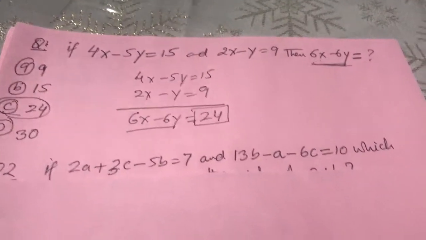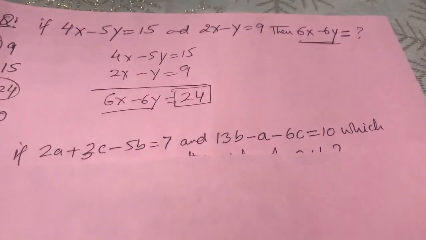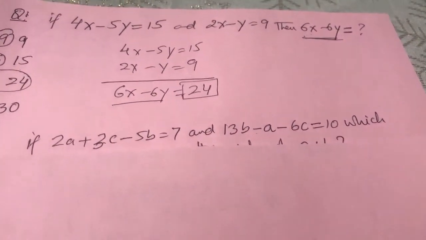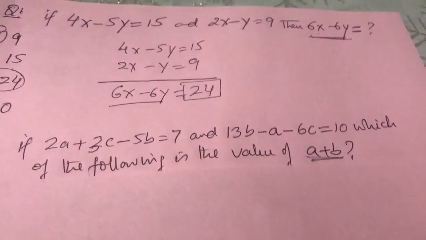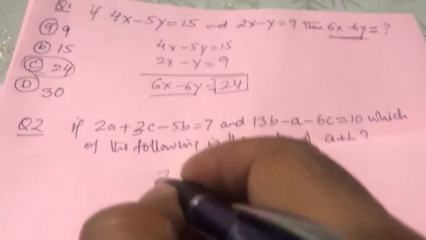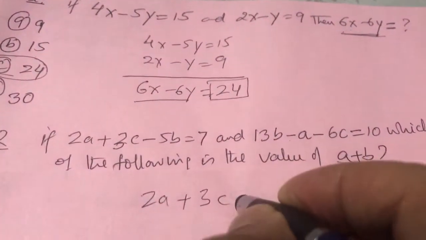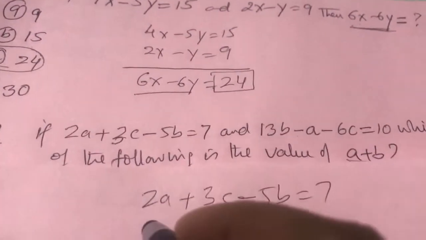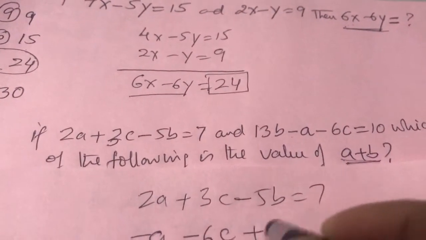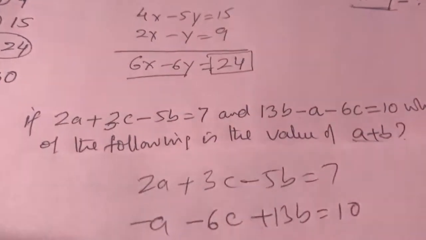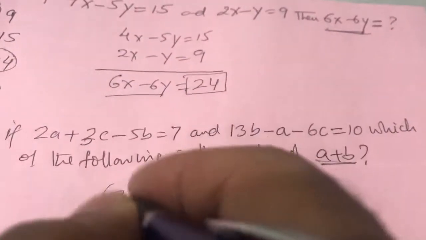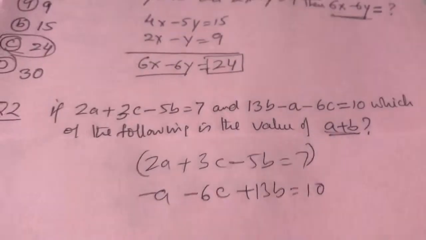Now the second question is very similar. That is 2a plus 3c minus 5b equals 7, 13b minus a minus 6c equals 10. Which of the following is the value of a plus b? So what we do, we ask the students to line up 2a plus 3c minus 5b equals 7. Since this is a question of line up 6c under c, b under b, and equal 10. Since it's a question of three variables, we need three equations to solve. So there is some trick in here that you don't need three equations.